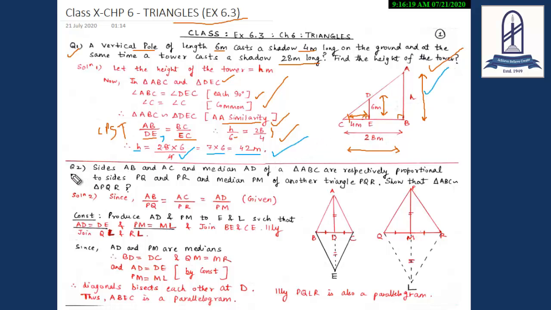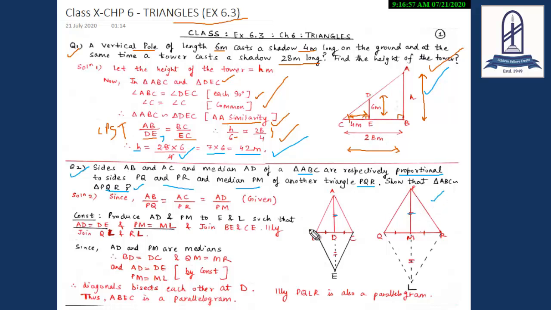And now our second question for today is: sides AB and AC and median AD of triangle ABC are respectively proportional to sides PQ and PR and median PM of another triangle PQR. So here we have to show that triangle ABC is similar to triangle PQR. So, students, in this question the figure is not given. So first of all, according to our question, we will draw a triangle ABC in which AD is a median. And similarly, we draw another triangle, that is triangle PQR, in which PM is the median.